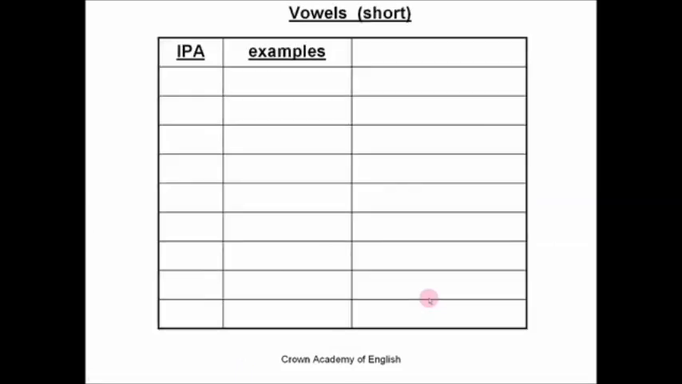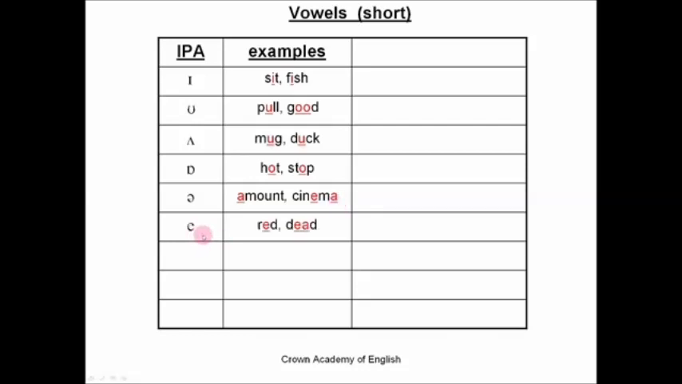Now, short vowels. I, sit, fish. O, pull, good. A, mug, duck. Hot, stop. Amount, cinema. Red, dead.